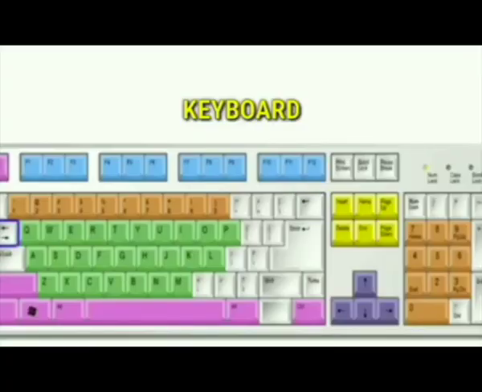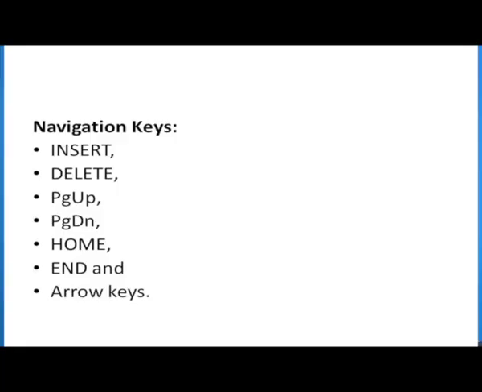Following the function keys, we have navigation keys. These keys are used for editing text and moving through documents or web pages. These keys include insert, delete, page up, page down, home, end and arrow keys. At last, we have the numeric keypad. The numeric keypad is placed on the right side of the keyboard. It consists of number keys from 0 to 9, the arithmetic operators and the decimal point. It is similar to a calculator. It helps to enter numbers quickly.